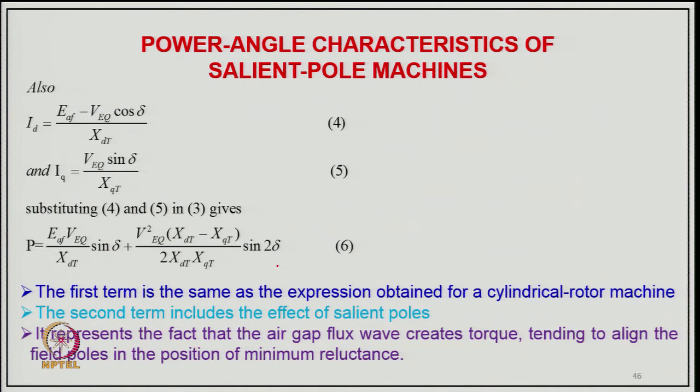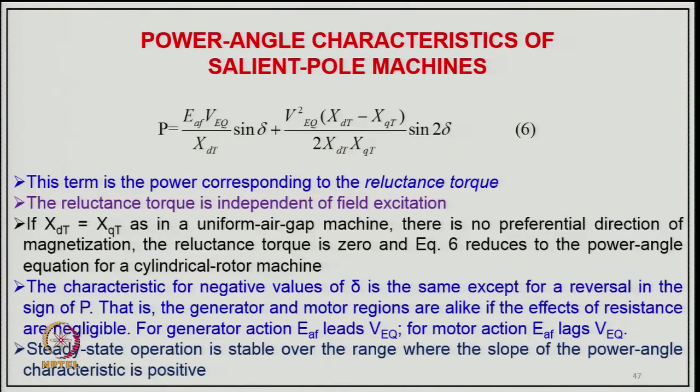The first term is the same as the expression obtained in the cylindrical machine, and the second term includes the effect of salient poles. It represents the fact that the air gap wave creates a torque tending to align the field poles in the position of minimum reluctance. And this power, per phase, is P equal to Ef Vq divided by Xdt sin delta plus Vq square (Xd minus Xq) divided by 2 Xdt Xqt into sin 2 delta.